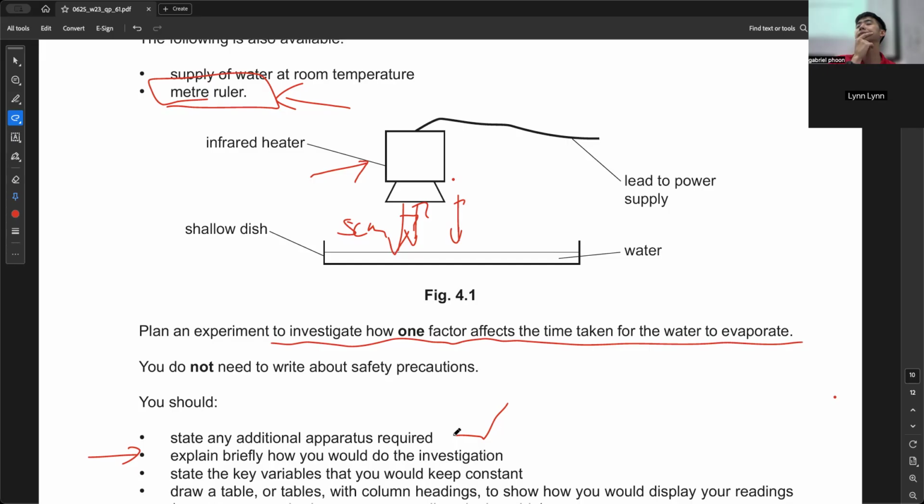2, 4, 6, 8, 10. Yeah, maybe 2 would be better lah. Can it be like 2, 4, 6, 8, 10? Exactly 2. Yes.